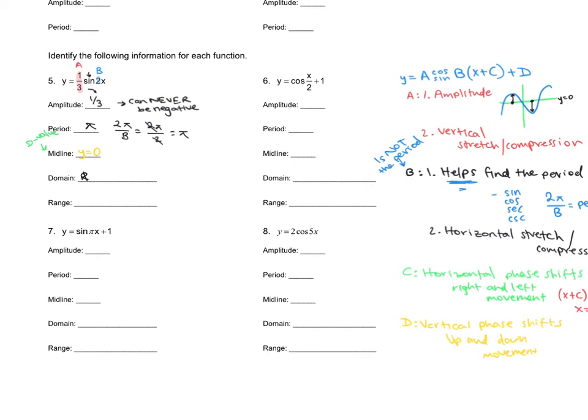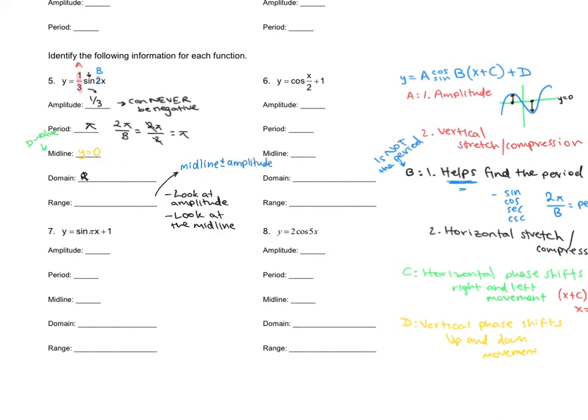Now let's look at range. So the range is a little tricky, but to find the range, you have to look at the amplitude of the equation, and then you have to look at the midline. So that's why the midline is important, because it gives you the middle of the graph and it helps you find the range. So the range is essentially just the midline plus or minus amplitude.